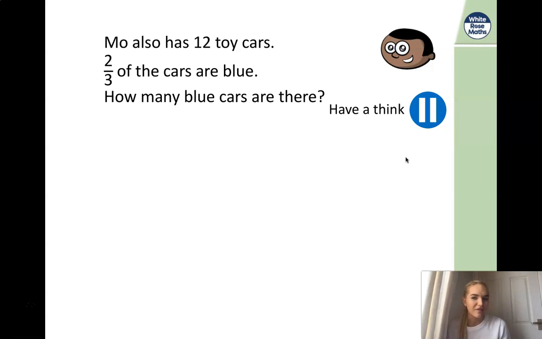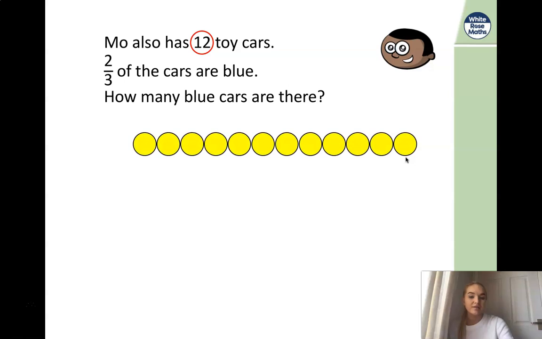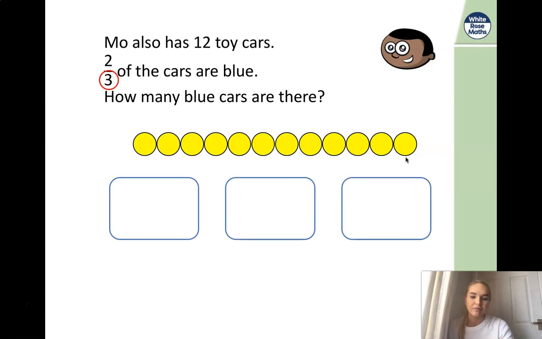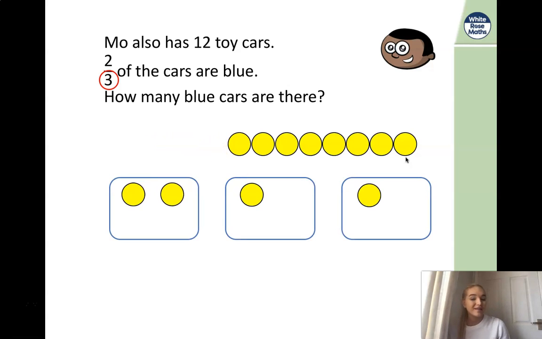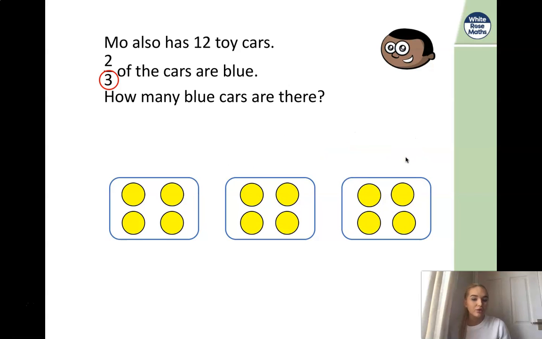Pause the video, have a think, have a go. How did you get on? So this time we know we've still got 12 toy cars, and we can represent them using our 12 counters. This time though, we don't have 4 groups. How many groups will we have? Will we have 2 groups? No, we won't, will we? We will have 3 groups because our denominator tells us how many groups we have. So we have our 3 groups, and we can split our counters equally in those 3 groups.